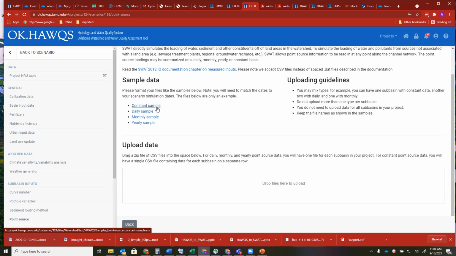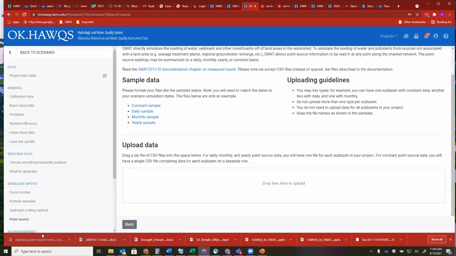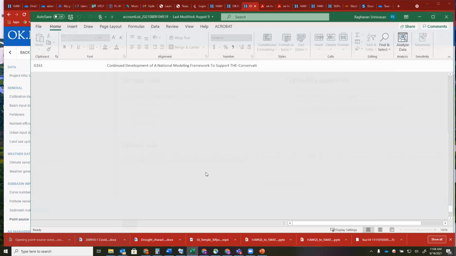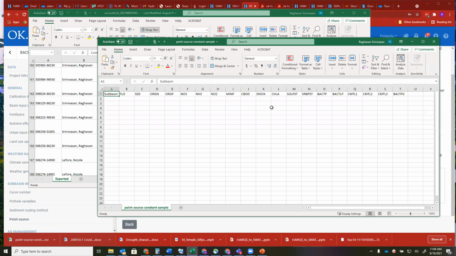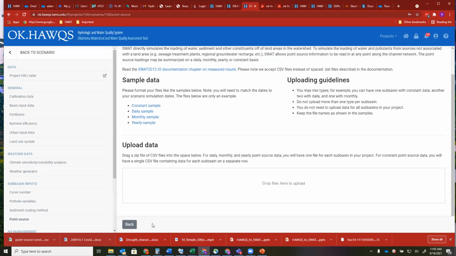So I'm going to take the constant sample. I'm going to download that data. When I click on it, it already downloads here, so I can open that file in Excel. Okay. By default, in this watershed, there is not a point source. If you want to, I can add point source values. I provide the subbasin number. Let's say there are 2.